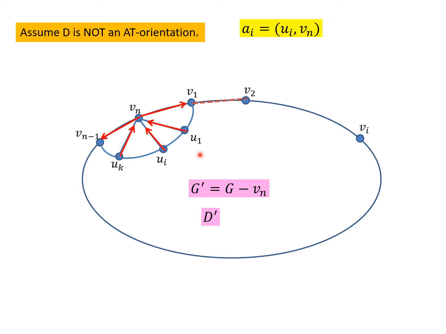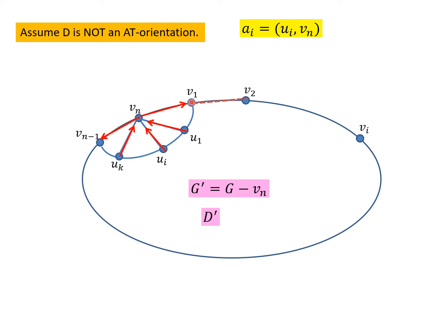Remember, when we say Eulerian subdigraph, we always view it as a subset of arcs. So if it's an Eulerian subdigraph of D prime, then these arcs are not there, so Vn has in-degree 0 and out-degree 0. It's an isolated vertex in that subdigraph, but it's still an Eulerian subdigraph of D. Besides those Eulerian subdigraphs of D prime, there are some others. Those new Eulerian subdigraphs must contain some arcs incident to Vn.